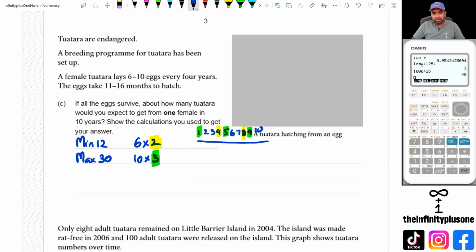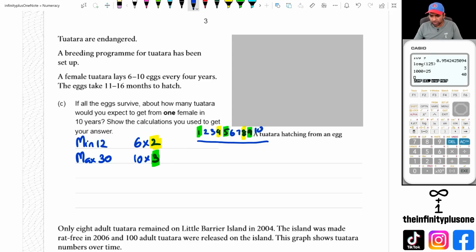So I might just write a little statement that says, over a 10-year period, she could lay eggs twice or 3 times. Therefore, the minimum could be 6. Because it's 6 to 10 eggs, we're going with the minimum number of eggs and minimum number of times she hatches the egg, with the maximum number of eggs multiplied by the max number of times she'll lay the eggs over a 10-year period.